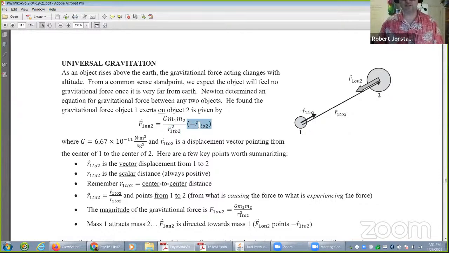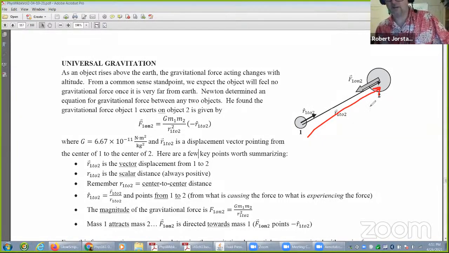And then the direction here, we've got to look carefully. So I just want to point out, this way is R1 to 2. I'm going from 1 to 2. This right there is a unit vector in that same direction. And the net force ends up being opposite the direction of that. So 1 exerts a force on 2 towards 1. Another way to say that is in the negative 1 to 2 hat.